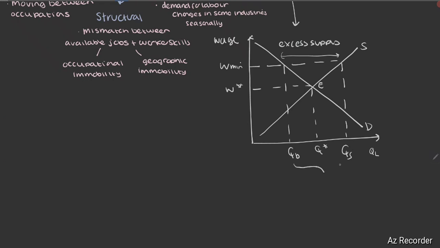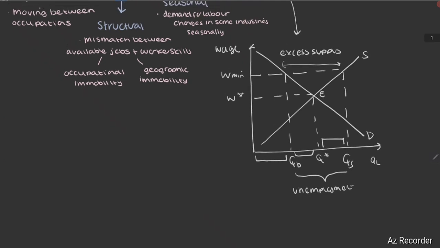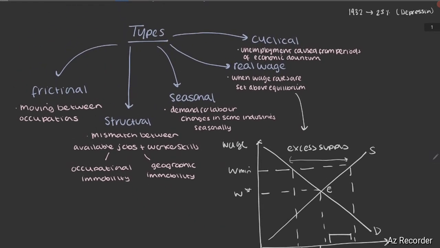Where this excess manifests in the labour market as unemployment, where these workers here have advantage because they are now being paid a higher wage. However, these workers here have lost their job, and this portion of workers here can't find a new job because wages are simply too high.